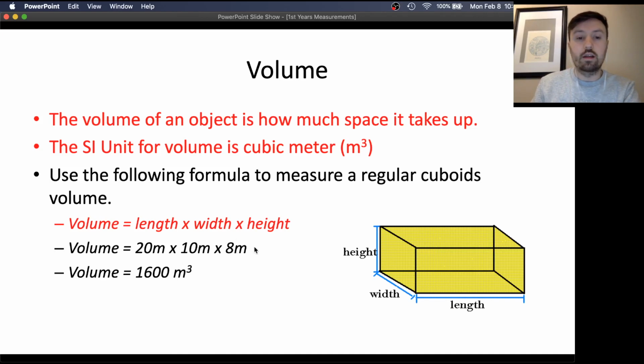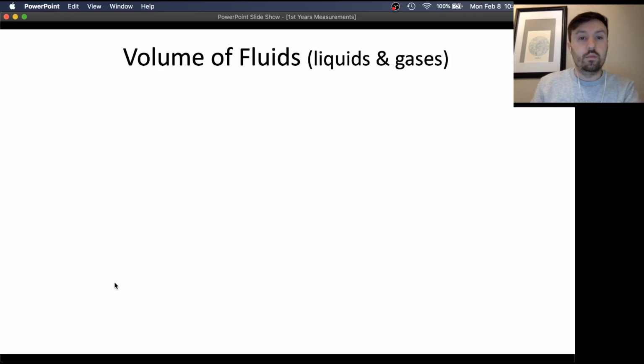If this was only area and we didn't have the 8 here, it'd be 20 times 10. We'd be solving for the area of the bottom of it there. It'd be 20 times 10, and the unit then would be meters squared with a little 2, okay? All right.